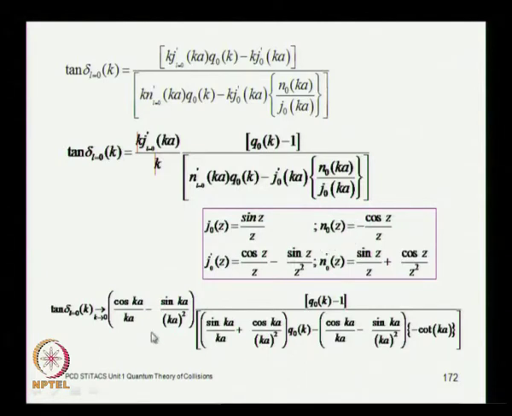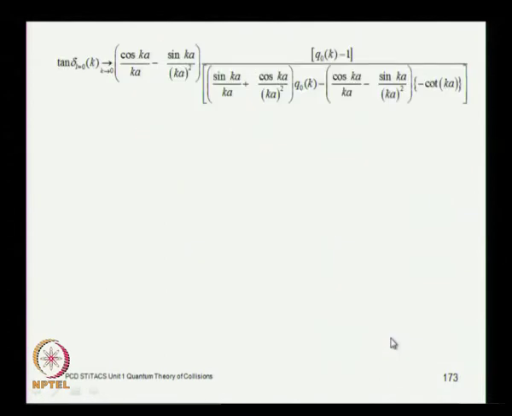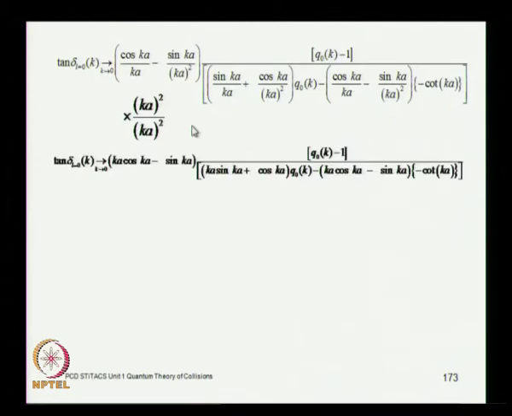So, you got 1 over k a and 1 over k a square in all the terms, either 1 over k a or 1 over k a square in all the terms. This is in the numerator and you have got similar things in the denominator. So, it becomes useful to multiply and divide by k a square, and that will give you a rather simple expression here.